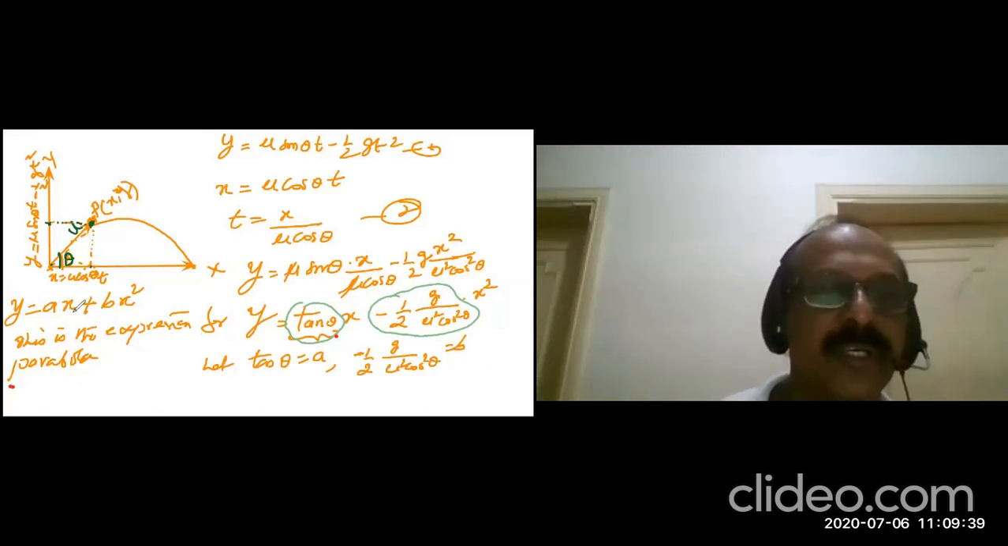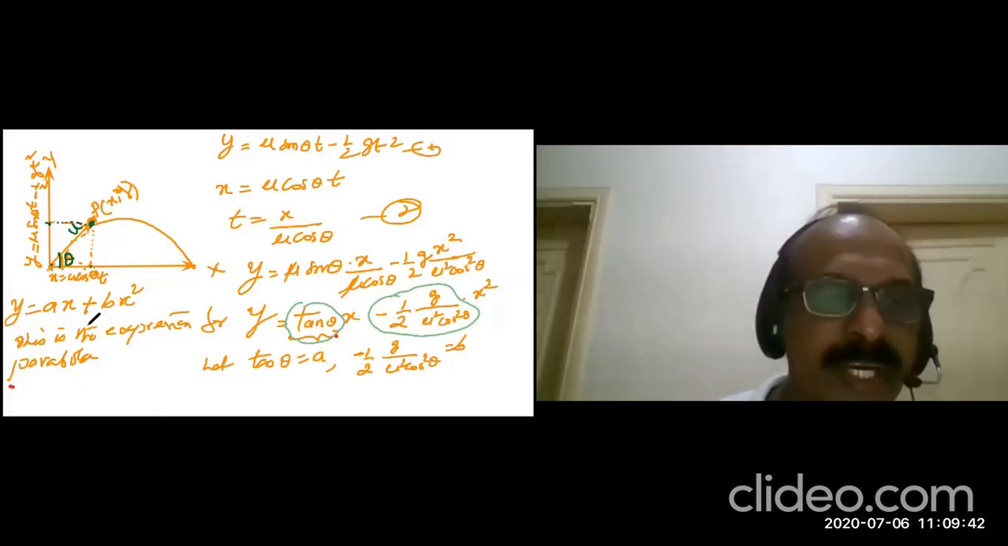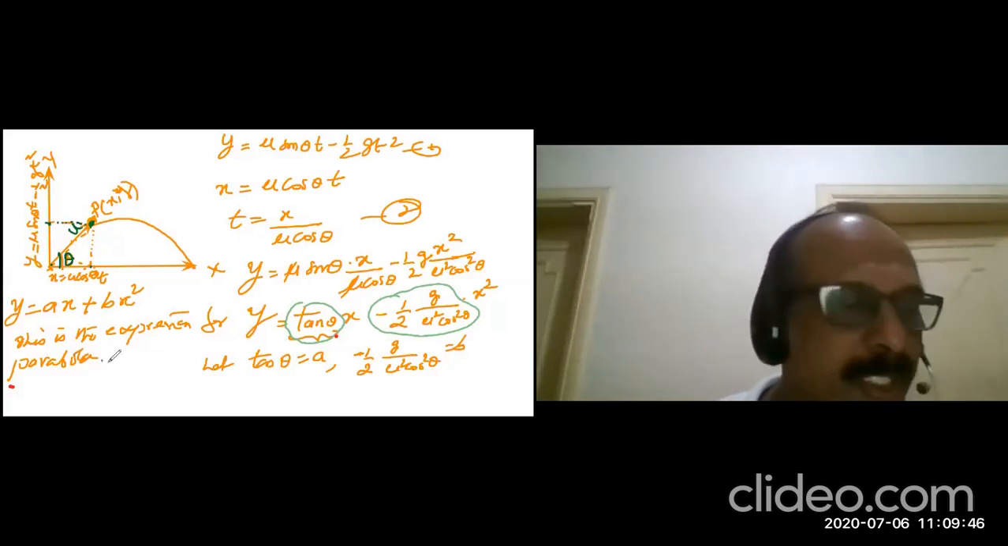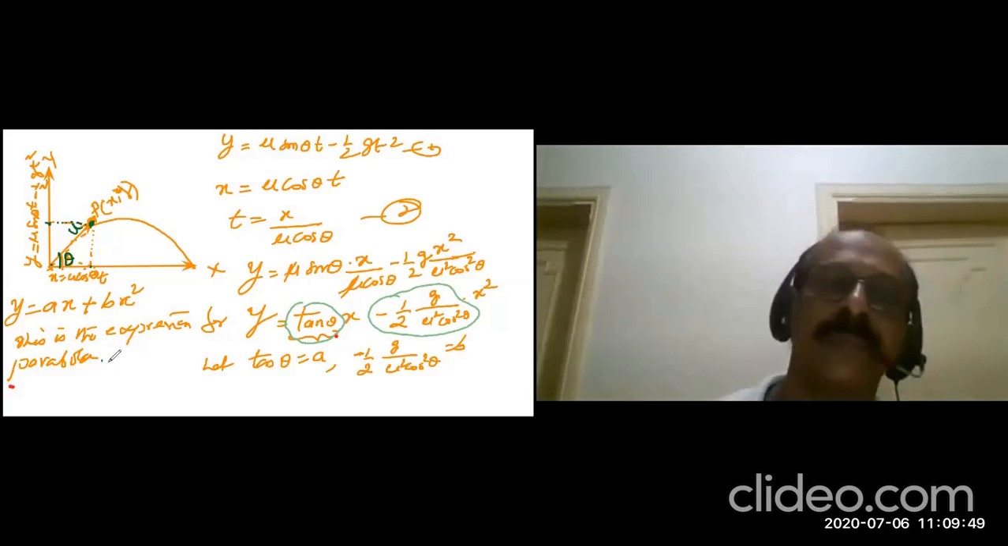So here y is equal to ax plus bx squared, and this is the expression for a parabola. Have you written it? Yes, sir.